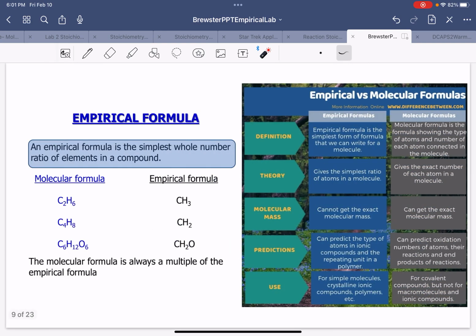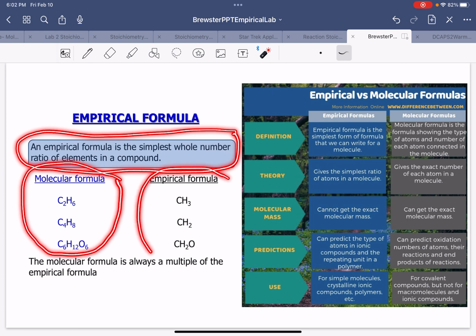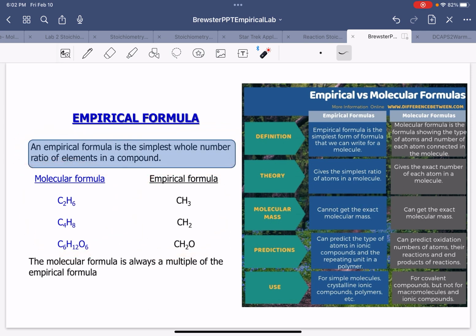Don't forget to review your post-lab notes. A few notes: empirical and molecular formulas. The empirical formula is the simplest whole number ratio of the elements in a compound. A molecular formula will be a multiplier of that. So the empirical formula does not necessarily identify what I'm working with, but a molecular formula will.